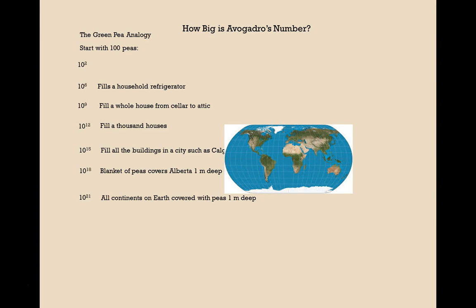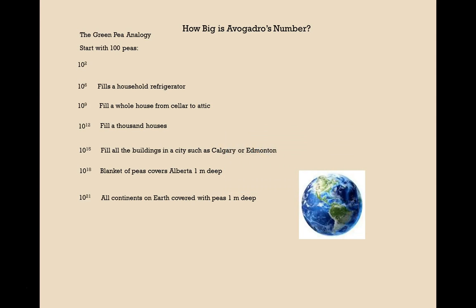Let's imagine now that all the oceans are frozen, and the total surface of the earth is covered with peas that go 1 meter deep. Let's then go out into our galaxy, collect 250 planets all the size of the earth, cover each of them with a blanket of peas 1 meter deep. Then you will have 1 mole of peas.